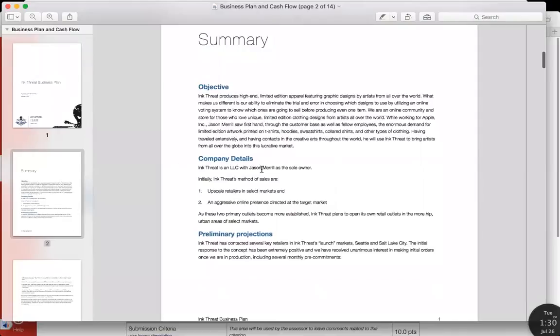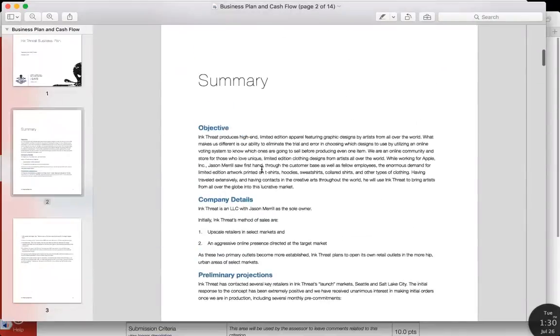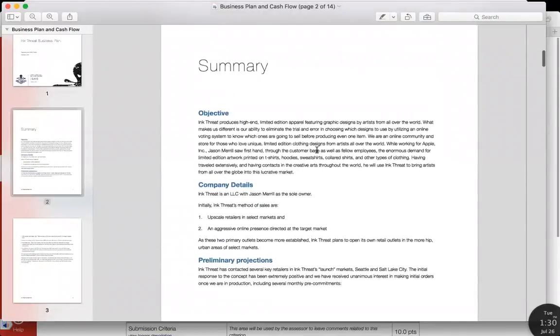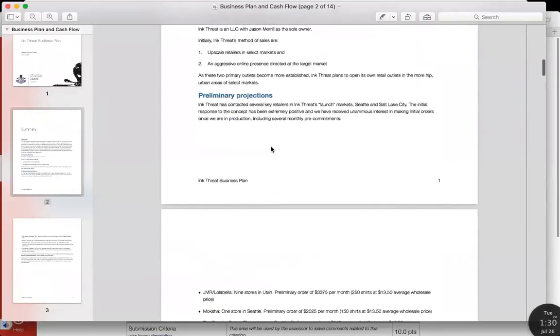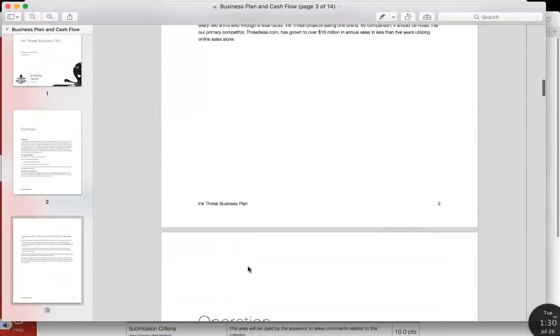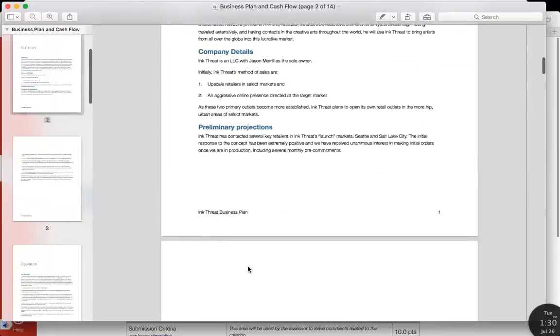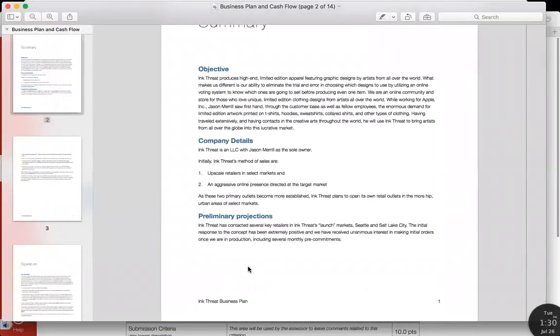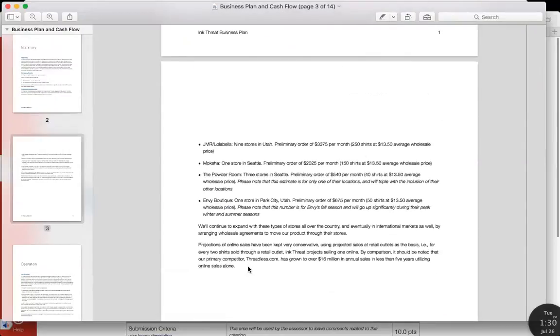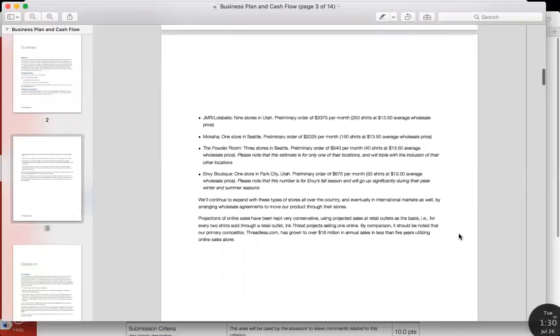Now, this summary would be the same thing as the executive summary. You see, I talked about the objective, the company details, preliminary projections, just a quick, that's how long it is right there, just a quick, here's what's in the business plan, so that someone could just read this part and think, oh, that's actually really interesting. Let's take a look at the rest of it, right?